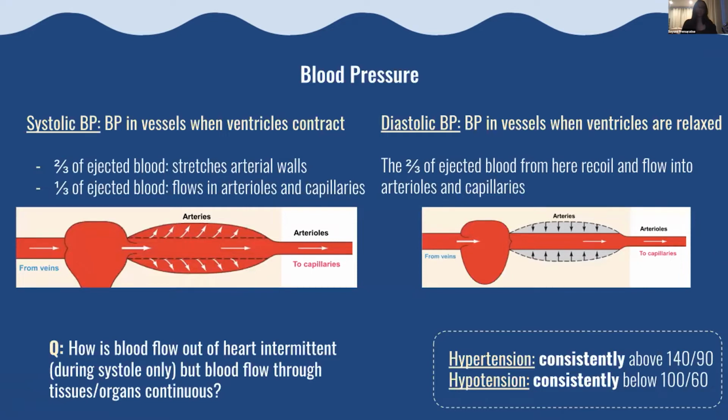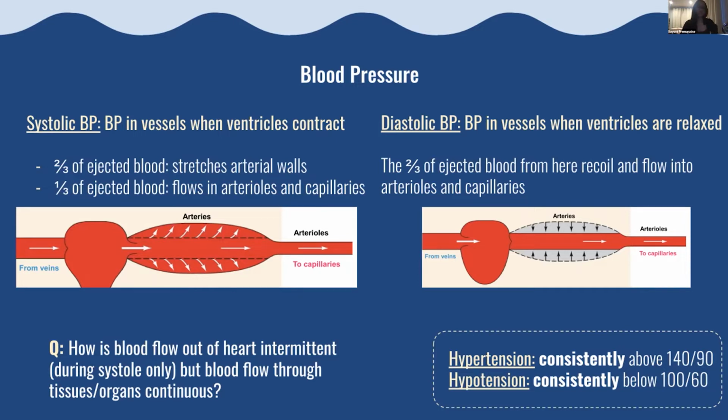With blood pressure, there's two key types: systolic blood pressure and diastolic blood pressure. Systolic blood pressure is the pressure in your vessels at the moment when your ventricles contract, so it's going to be the greatest pressure in your blood vessels. And diastolic is when your ventricles are relaxed, so it's going to be the lowest blood pressure in your vessels.